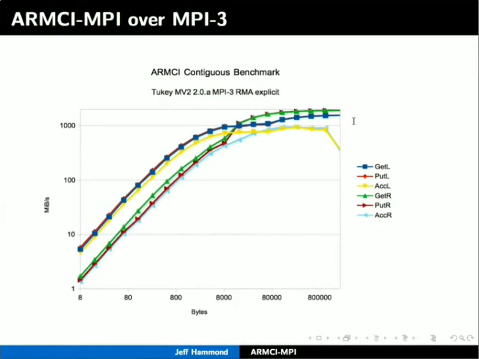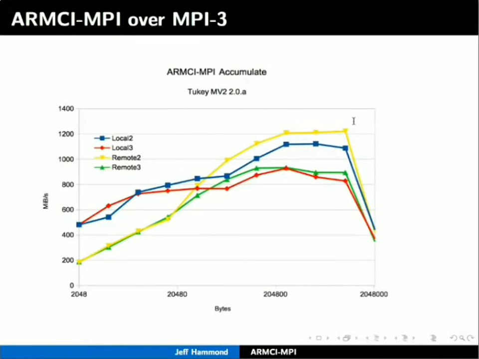With MPI-3, you see the curve changing, and we'll zoom in on that in a second. It's basically the same story. These are contiguous benchmarks. There's nothing special, and MVAPICH doesn't go with RMA. No surprises.